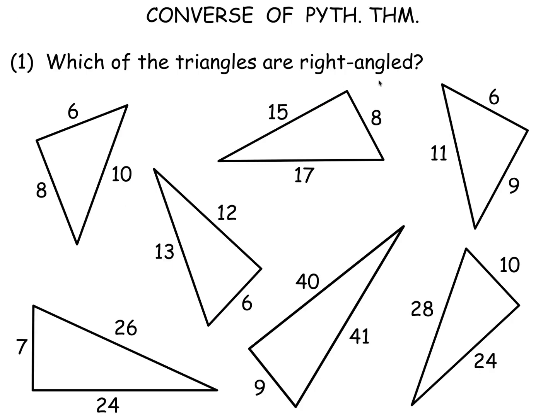Now, the answers are 6 squared plus 8 squared did make 10 squared, so that is right-angled. Yes, it's right-angled. Same here, 8 squared plus 15 squared did make 17 squared, so yes, it's right-angled. Whereas here, 6 squared plus 12 squared did not make 13 squared, so no, it's not right-angled. So that's the answers to the first part of the sheet.